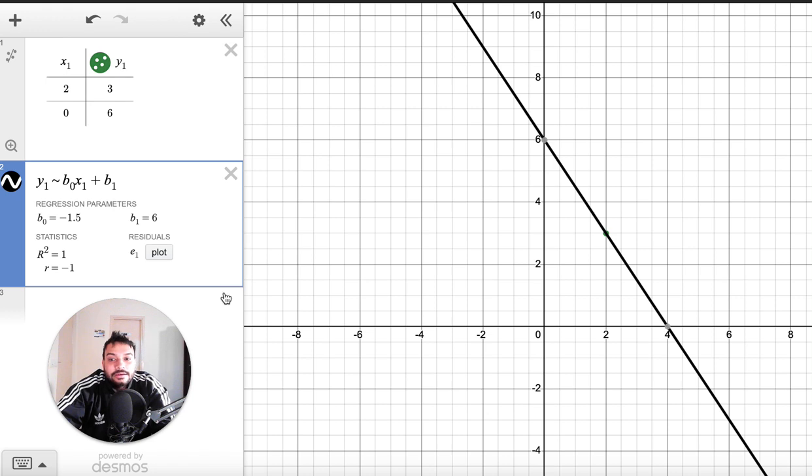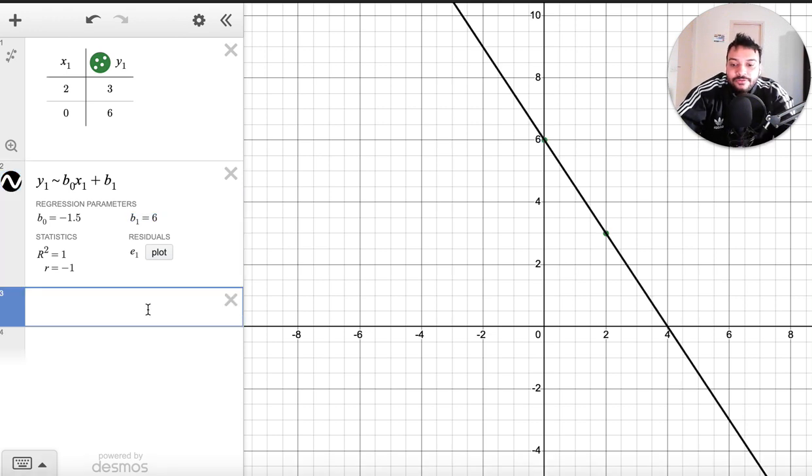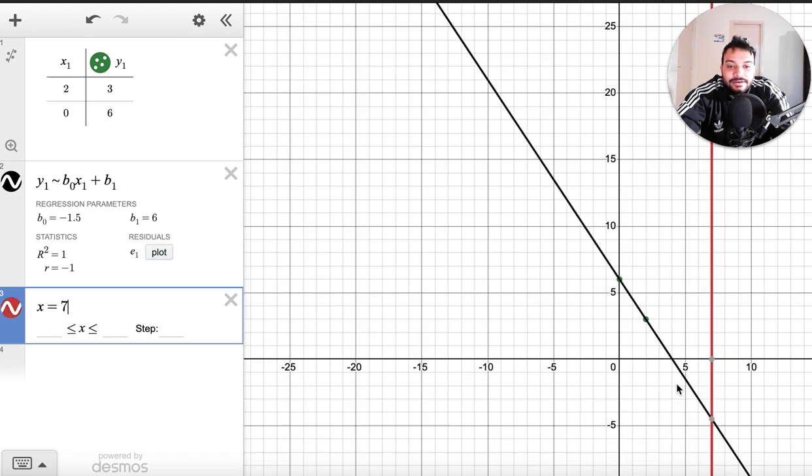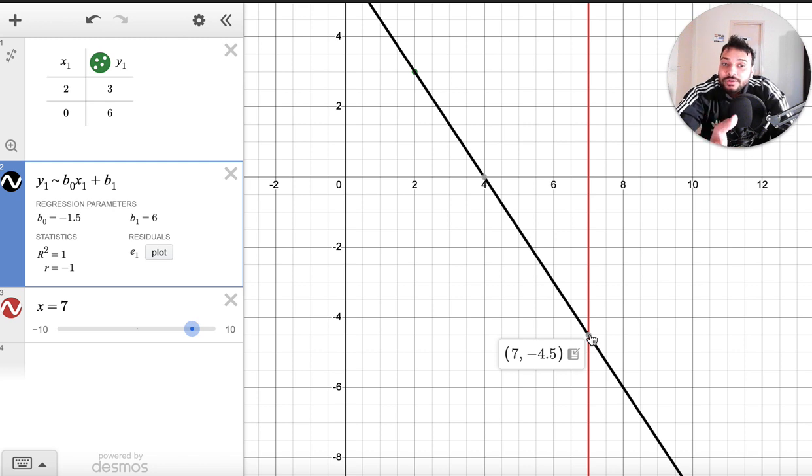Plot is already done. Next thing, what did they ask? They asked what's the y coordinate when x is equal to 7. How can we do that? Simply match the point of intersection of this graph with x is equal to 7. I write x is equal to 7. It's here. Let's go to this point, click on any of the 2 lines, the point is indicated, 7, negative 4.5. So the corresponding y value is negative 4.5, and that's also our answer.